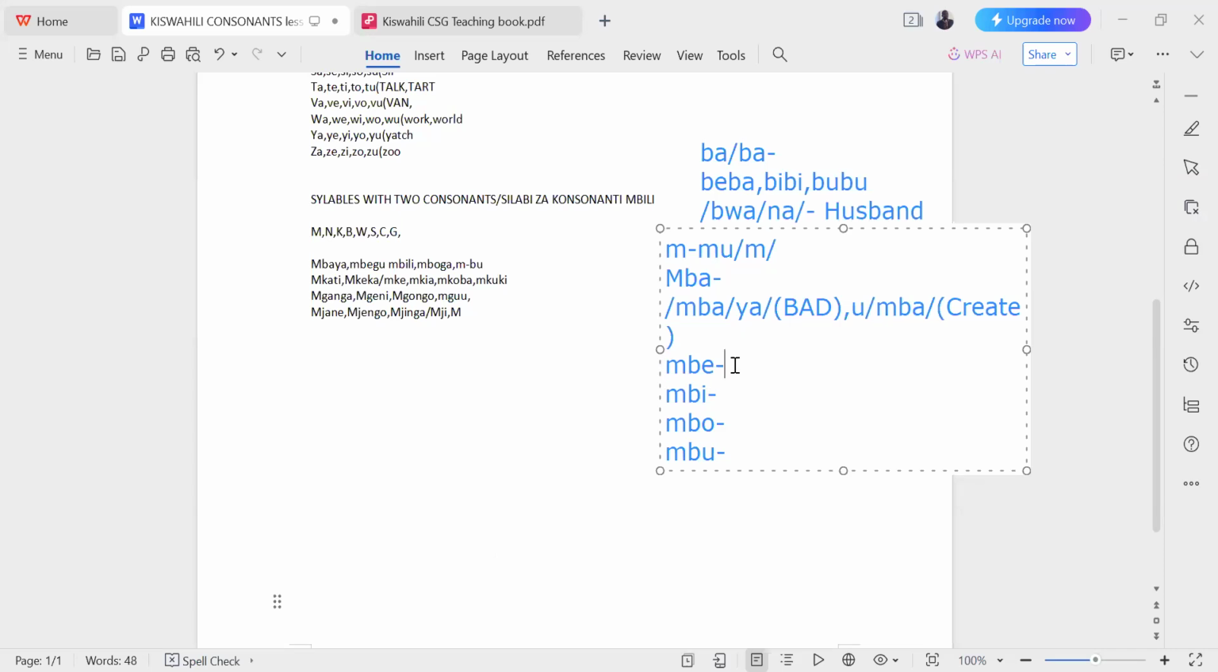We also have mbe, which can be in mbegu. The first part is mbe, and then gu. Mbegu means seed or seedling. The seed you use to plant, maize seed or anything else, is called mbegu. You pronounce this as one word, mbegu.